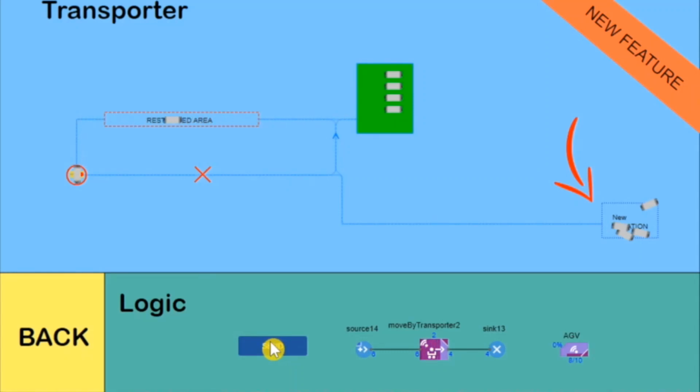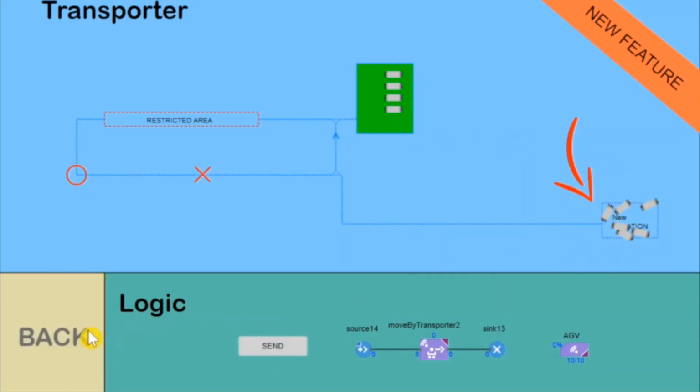The other new feature is that instead of forcing the transporter to either return to its home location, return to the nearest home location, or stay where it is, we now have an option to set a particular node where the transporter should go after it is released. So in here, this is the new location I specified.